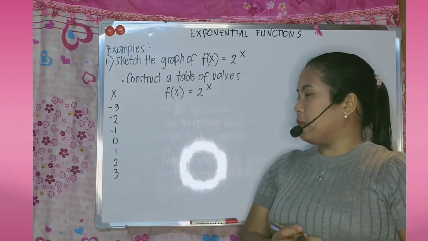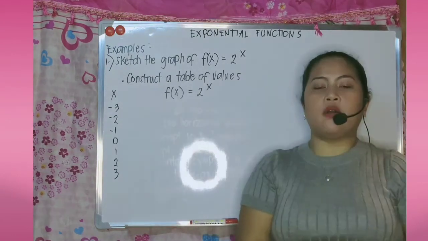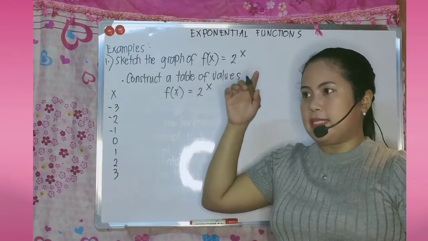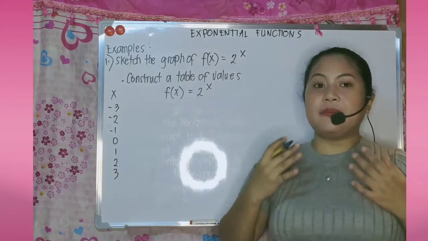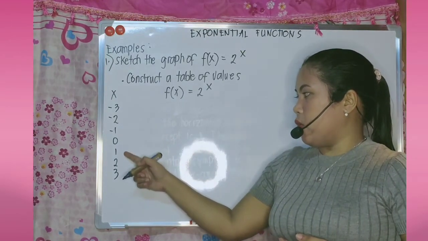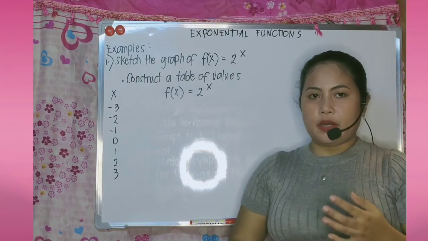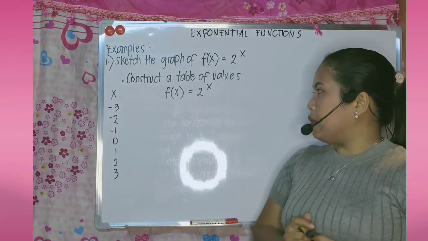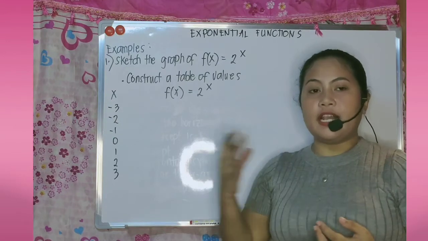So now, saan ba natin kukunin yung value ng x? Okay po, dito, kayong bahala kung ano yung gagamitin nyo, let's say negative 10, negative 9, kayo bahala. Pero in this case, gagamitin natin palagi is negative 3, negative 2, negative 1, 0, 1, 2, 3. Kung gusto nyo gumamit ng ibang number, kayo bahala, basta mayroon tayong negative and then positive value. Okay?